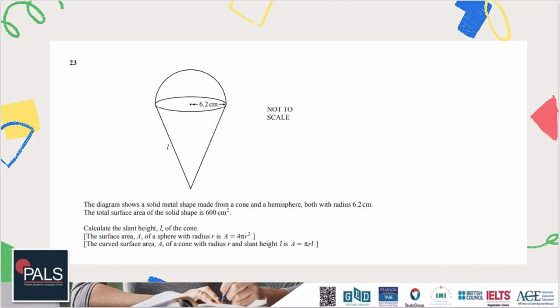So the last question, number 23. The diagram shows the solid shape made from a cone and a hemisphere, both with radius 6.2 centimeters. The total surface area of the solid shape is 600 centimeters squared. They ask you to find the slant height of the cone. They give you the surface area A of a sphere with radius r: A equal to 4 pi r squared. The curved surface area A of a cone with radius r and slant height L is A equal to pi r L.